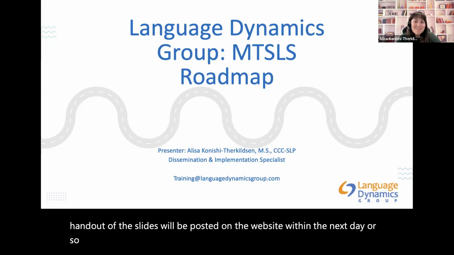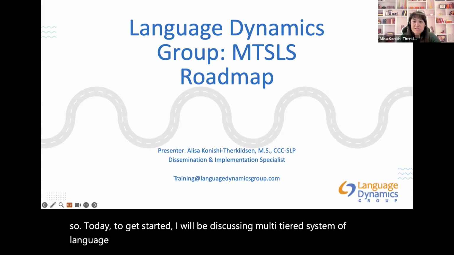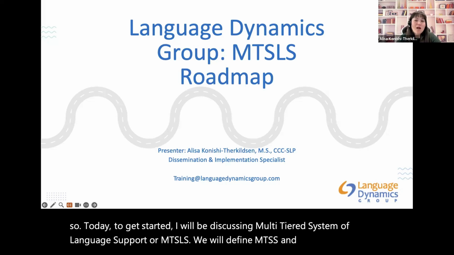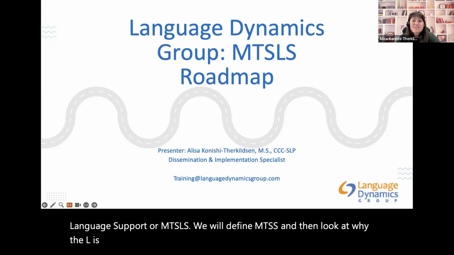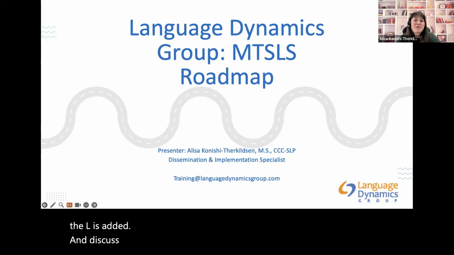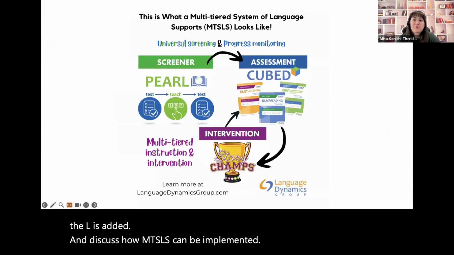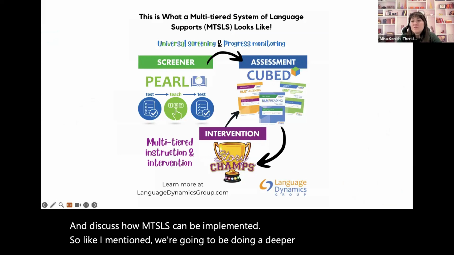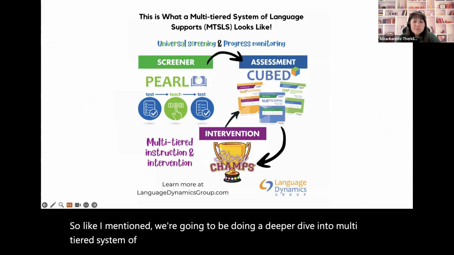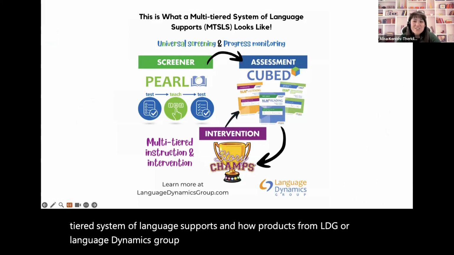So today, to get started, I will be discussing a multi-tiered system of language support, or MTSLS. We will define MTSS and then look at why the L is added and discuss how MTSLS can be implemented. Like I mentioned, we're going to be doing a deeper dive into multi-tiered system of language supports and how products from LDG, or Language Dynamics Group, are easily integrated into an MTSS framework.